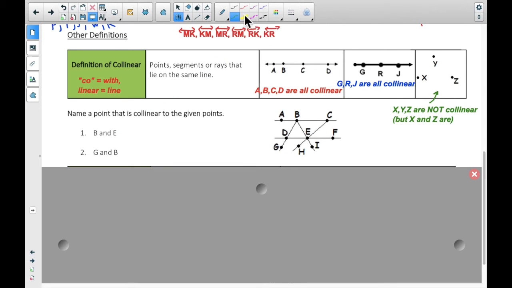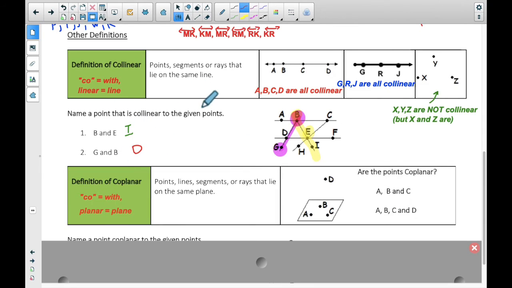If we look at our diagram and we look at where is B and E, there they are, and we need to name a point collinear to them. So in other words, what else is on the same line with them? And that would be point I. Okay, we can do the same thing with G and B. Here's G, where's B? Here's B, and so we need to look for what's on the same line with G and B, and that looks like it's going to be D is our answer there. And again, points are named with just one capital letter.